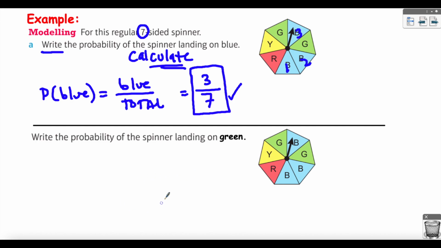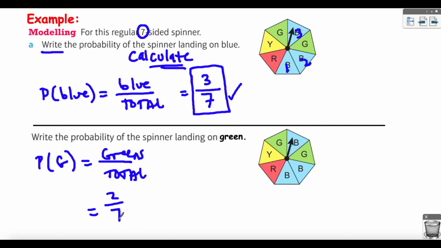Can you pause the video and find me this one? All right, let's find out. So you were trying to find the probability of green. First of all, you're trying to look for how many greens there are out of the total. So how many greens were there? There were 2 greens out of 7. Yours can't simplify either, so you were done.